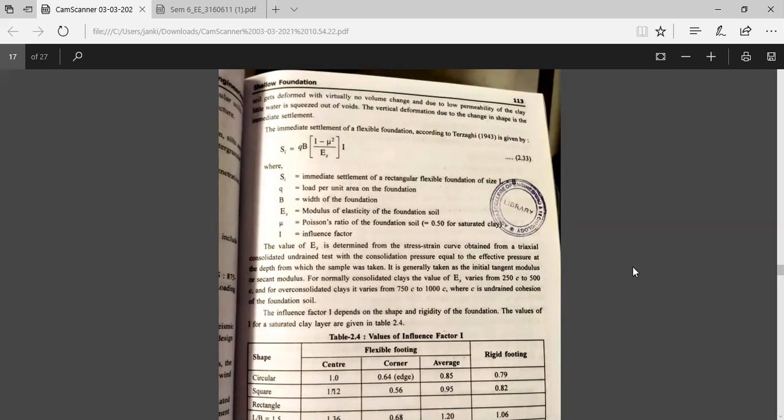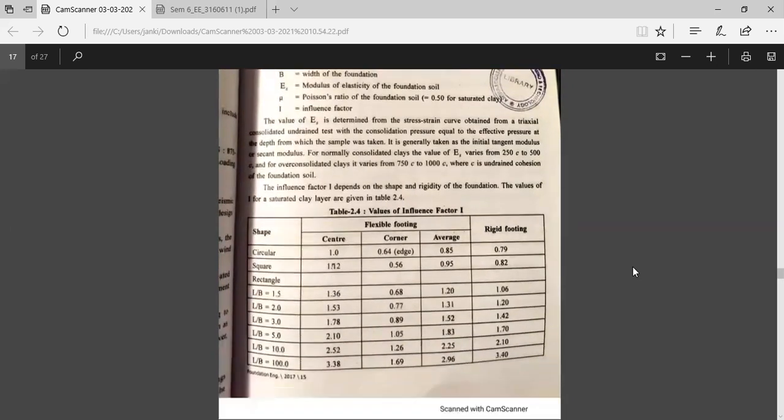So the influence factor I mainly depends on the shape and the rigidity of the foundation. The values of I for saturated clay layers are given in the table. As you can see in this figure, there are different types of shapes, and with changes in the shape there are also changes in the center, corner, and average values for the flexible footing, and for the rigid footing, right?